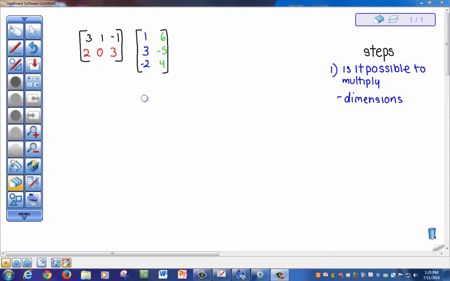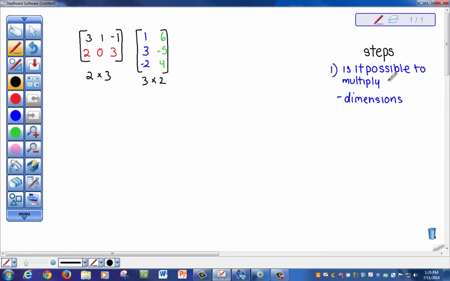In order to start the matrices, as you can see here, it says step 1. We have to check if it's possible to multiply them. How? By looking at the dimensions. So that's the first thing I'm going to do. I'm going to go ahead and get my dimensions. The way we get the dimensions is row times column. So here, these are my rows and these are my columns. So I have 2 rows by 3 columns, and on the other one I have 3 rows by 2 columns.